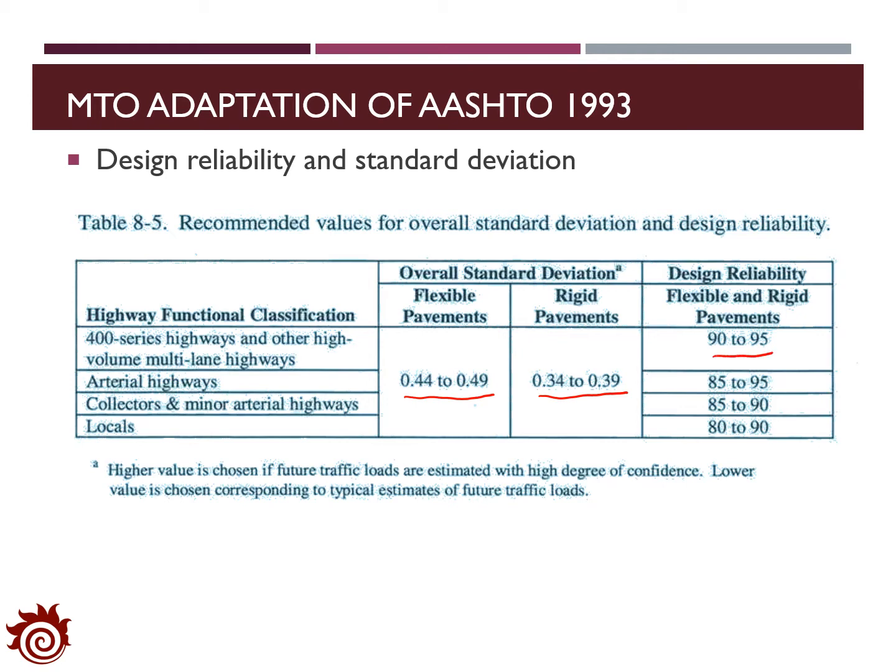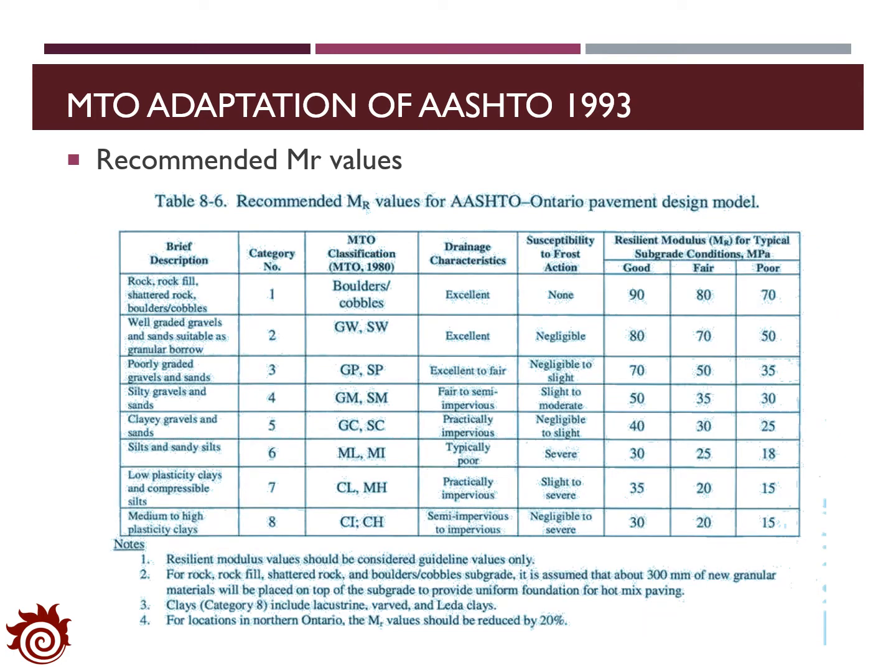For the arterial highways, it's set around 85 to 95. For the collector and the minor arterial highways, it's around 85 to 90. For the local roads, it's set as 80 to 90. The MTO adaptation also recommends some typical resilient modulus values for the subgrade materials.